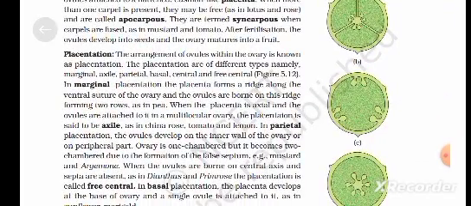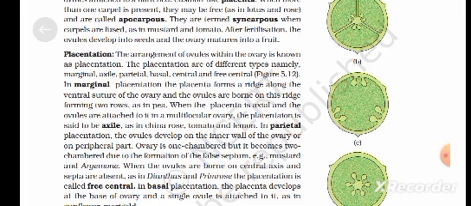Placentation. The arrangement of ovules within the ovary is known as placentation. The placentation is of different types, namely marginal, axial, parietal, basal, central, and free central. In marginal placentation, the placenta forms a ridge along the ventral suture of the ovary, and the ovules are borne on this ridge, forming two rows, as in pea. When the placenta is axile and ovules are attached to it in a multilocular ovary, the placentation is said to be axile, as in China rose, tomato, and lemon.